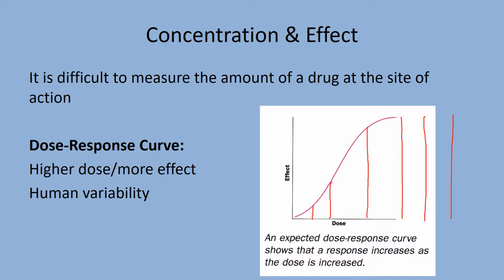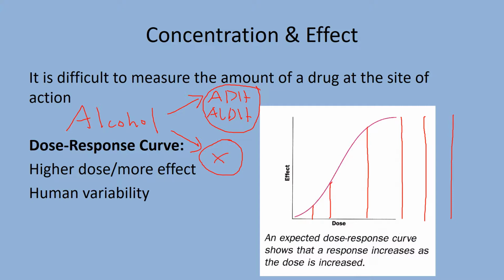However, this doesn't take into account human variability. So, for example, with alcohol, if you drink alcohol regularly, your liver is going to make the enzymes for it, right? Alcohol dehydrogenase and acetaldehyde dehydrogenase. So they'll make those enzymes. If you don't drink alcohol, then your liver doesn't need to make it, right?